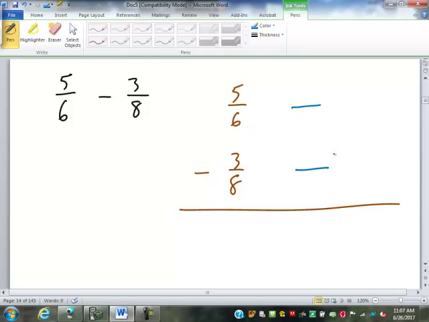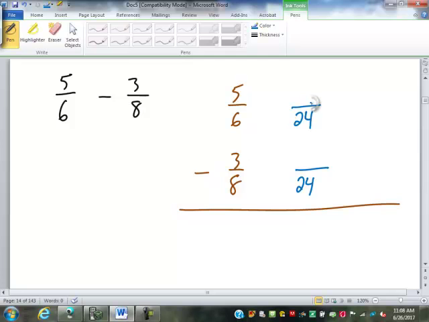For a common denominator, 6 times 8 would be 48, and that would work. Is there a smaller one we can use? 24. 48 will work just fine. You'll get to the same result. You just have to reduce it to get there, yes.